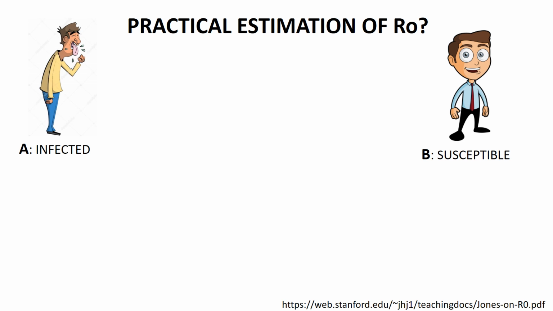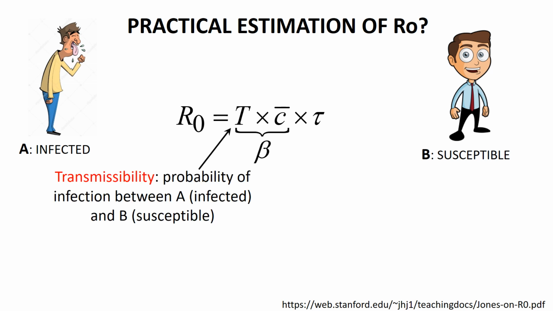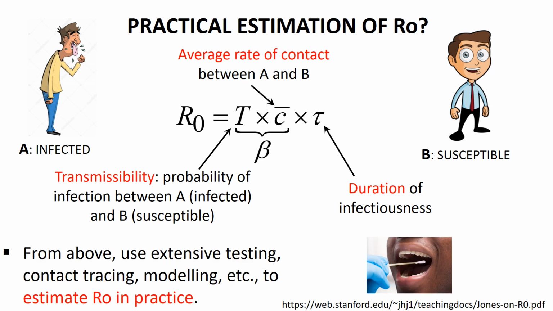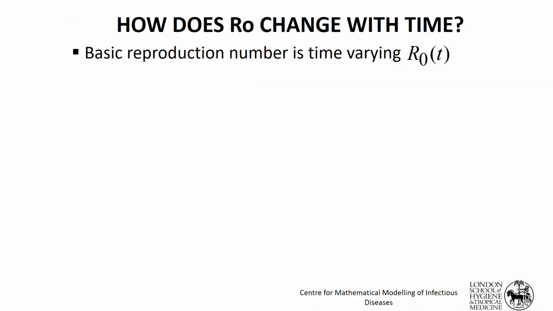So how do you practically estimate R0? So you have an infected person A and a susceptible person B. You can break R0 down from a beta tau into this equation with 3 parameters. So T is the transmissibility, the probability that A will actually transmit the virus to B, and this parameter is the average rate of contact between A and B. So what's the chances that they're going to actually meet? And this is the duration of the infectiousness. So taking that into account, you can use extensive testing, contact tracing and modelling. You can estimate R0 in practice.